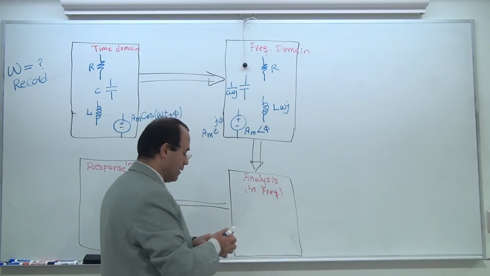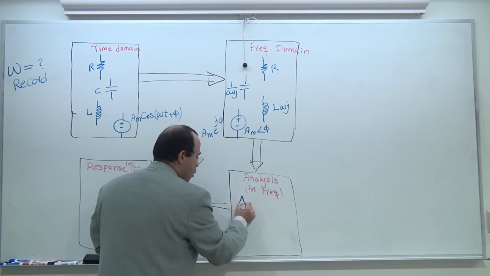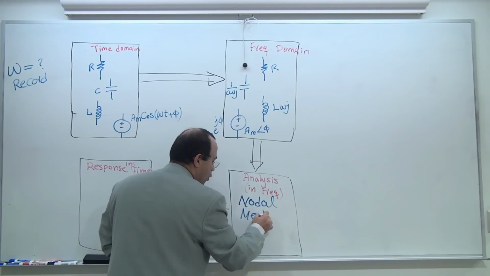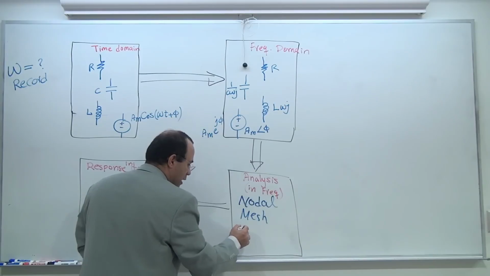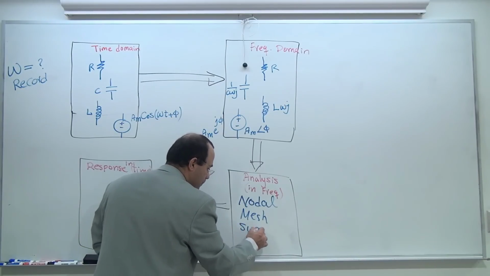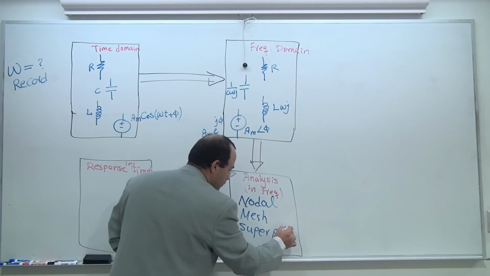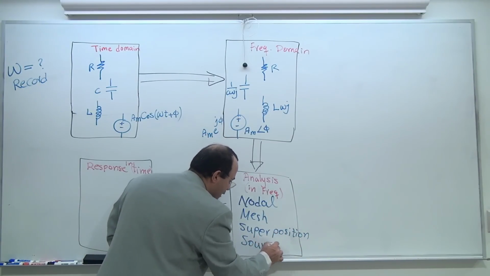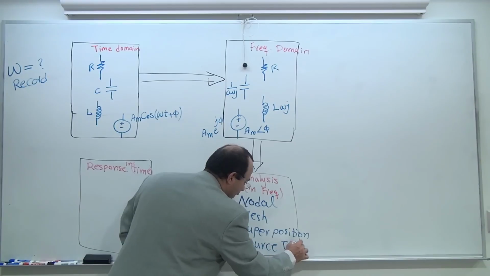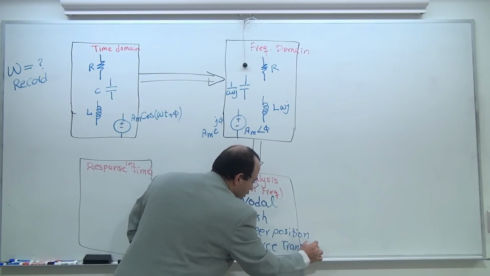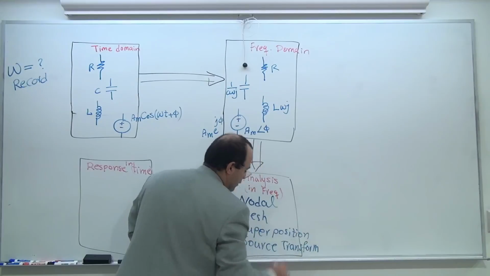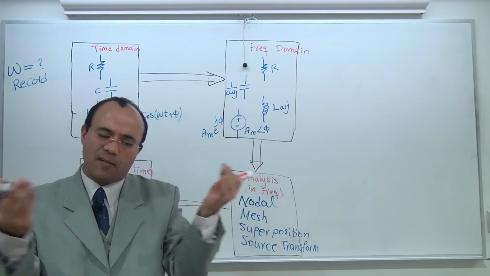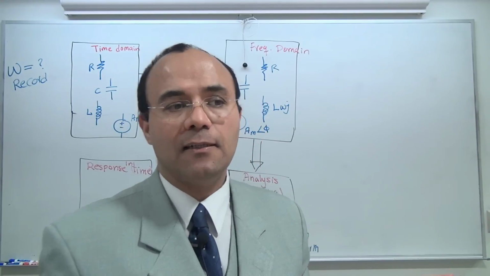Source transformation. So you can do nodal, mesh, or supernode and supermesh. You can do superposition, and you can do source transformation. Everything as if you are facing resistors in your system. Assuming everything is resistor now, except some values are actually complex, then you're fine.